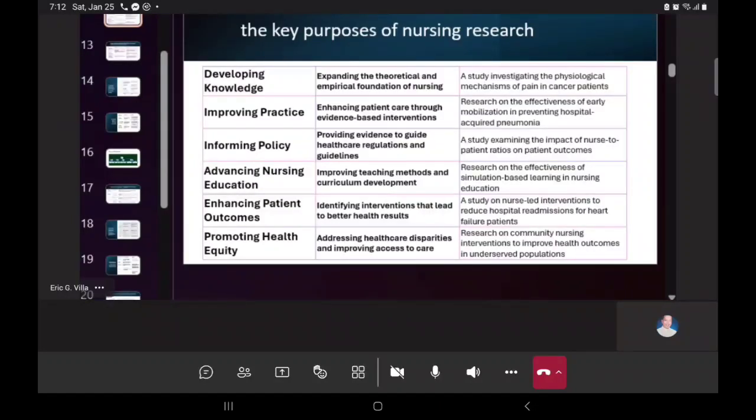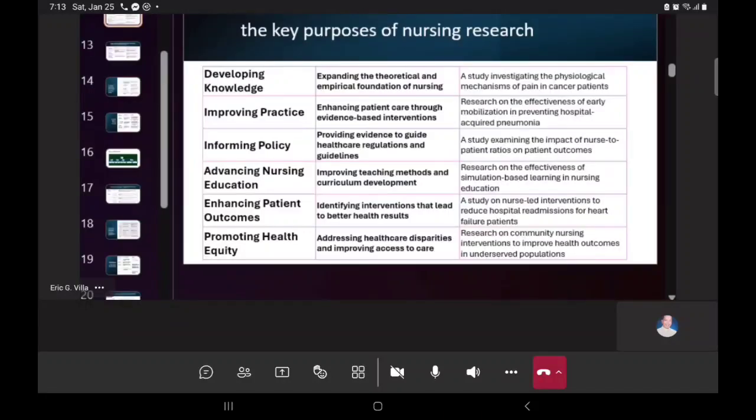Enhancing patient outcomes is a fundamental goal of nursing research. Studies that identify interventions leading to better health results directly contribute to improving patient care. For example, research on nurse-led interventions to reduce hospital readmissions for heart failure patients has led to the implementation of specialized discharge planning and follow-up care programs.